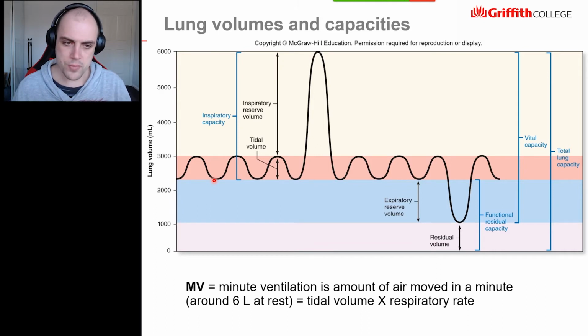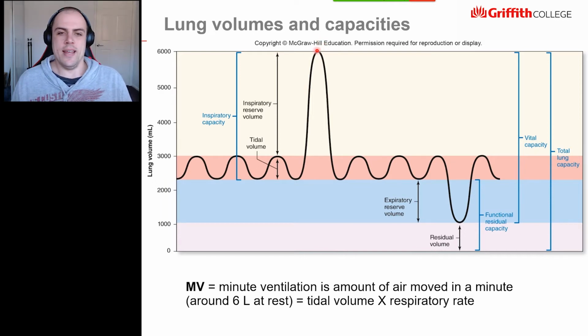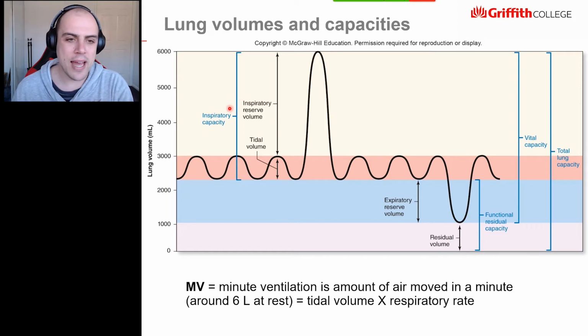So it's sort of breathe in, breathe out, breathe in, breathe out. Doing some meditation. We breathe in, breathe out, and then breathe in. Big spike. Big spike. And that is our inspiratory capacity. Essentially, that is saying after a passive exhalation, how much air I can forcibly squeeze and breathe into my lungs.